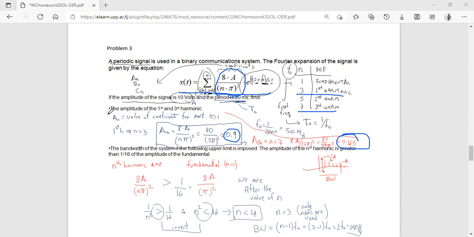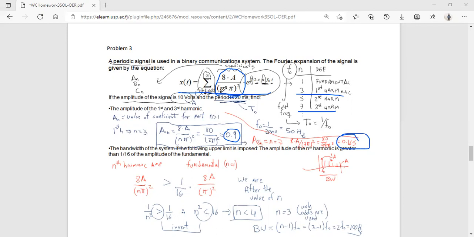Since we needed to find the amplitude of the first and the third harmonic, we just use the amplitude component of this equation. And since it says n starts with 1 and takes all odd values, we create a short table and write the definition of all n values. Just looking at the values, when n is equal to 1, you get the fundamental frequency.